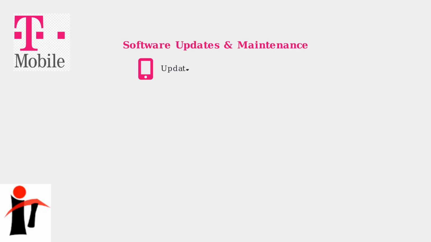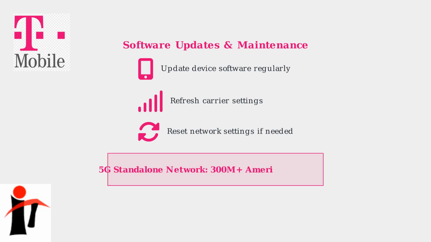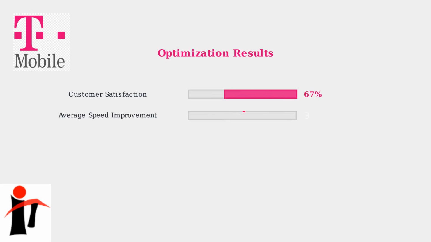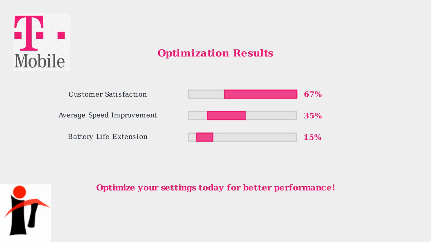Keep your device software and carrier settings updated to maintain compatibility with T-Mobile's latest network improvements. T-Mobile has expanded its 5G standalone network, so updated settings are crucial for optimal performance. By following these optimization steps, users have reported significant improvements. Studies show a 67% improvement in customer satisfaction scores, 35% better average speeds, and 15% longer battery life with properly configured network settings.